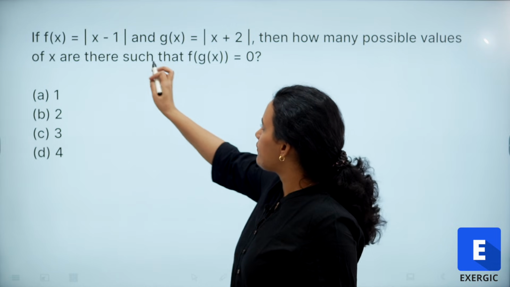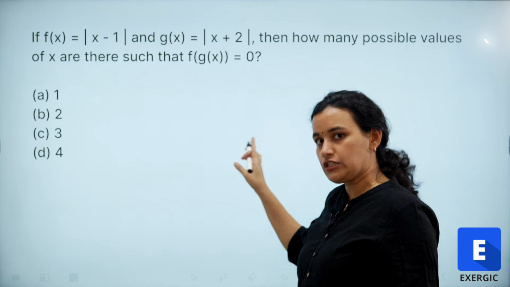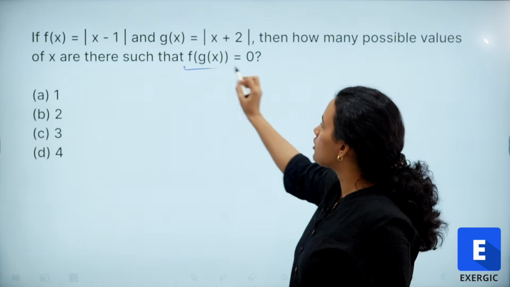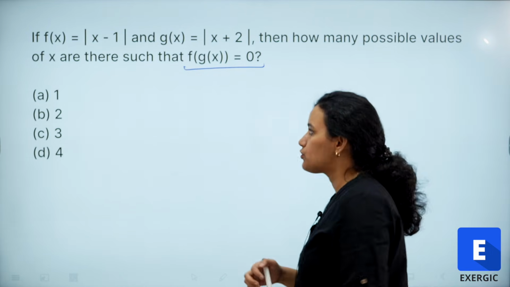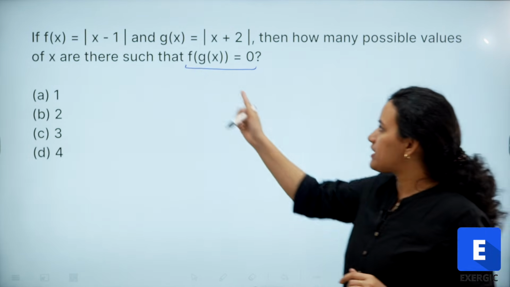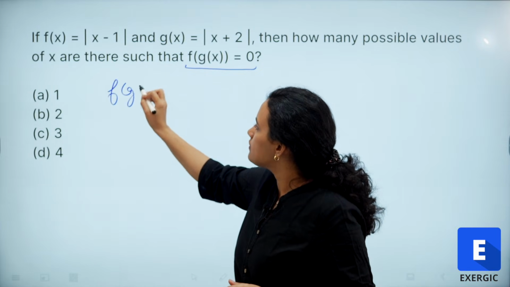We have been given f of x as mod of x minus 1 and g of x as mod of x plus 2, and we want to find out for what values of x does f of g of x equal 0 hold true. Okay, so let us first express this f of g of x. What will this f of g of x be?